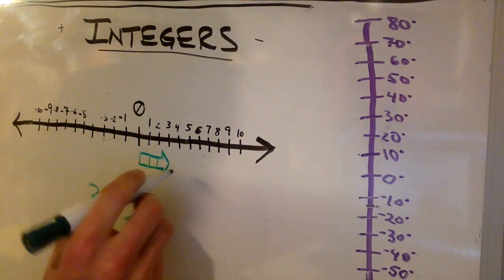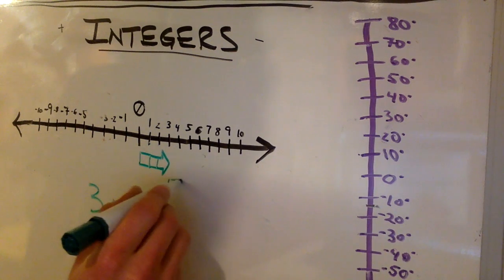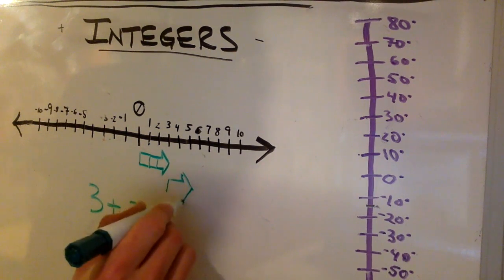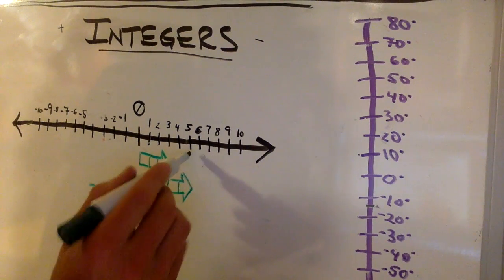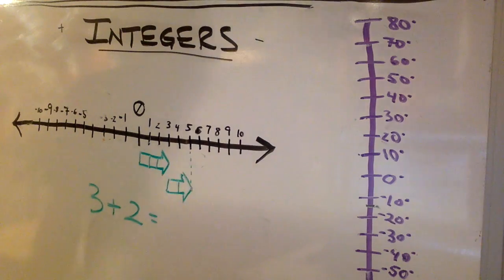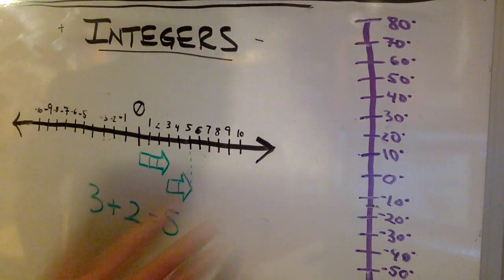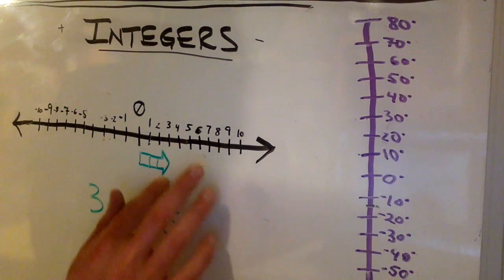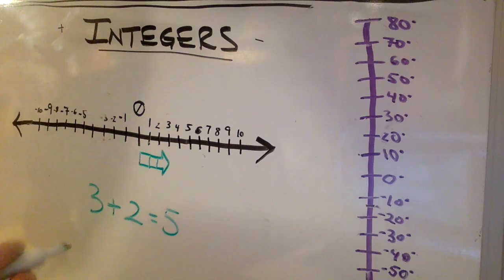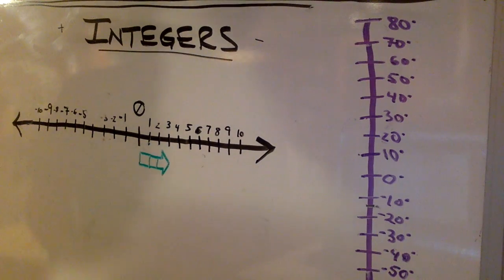And when you add positive 2 to positive 3, you have 3 steps in the positive direction plus 2 more steps in the positive direction. You have 5. Now that all changes when we start dealing with negative numbers. So we're going to do that right now.